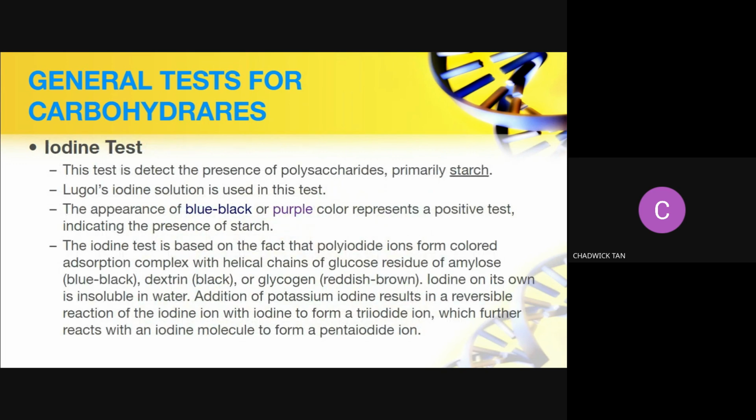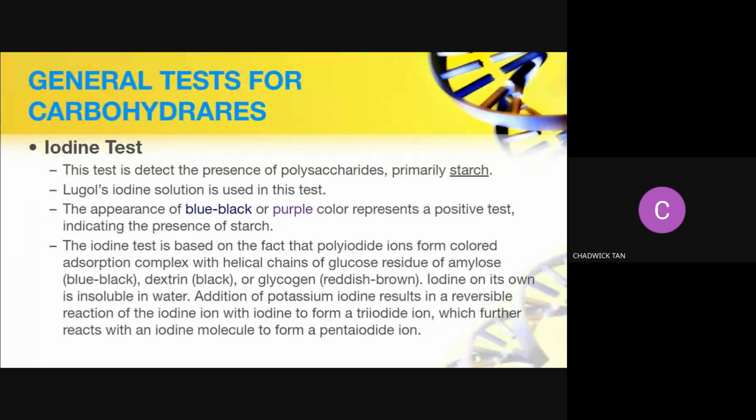Iodine test hindi rin natin nagawa, no? Pero this test is used to detect the presence of polysaccharides. So this is used to detect starch. Yung starch mo will give a blue or purple color, blue, black, or purple color. So this indicates the presence of starch.